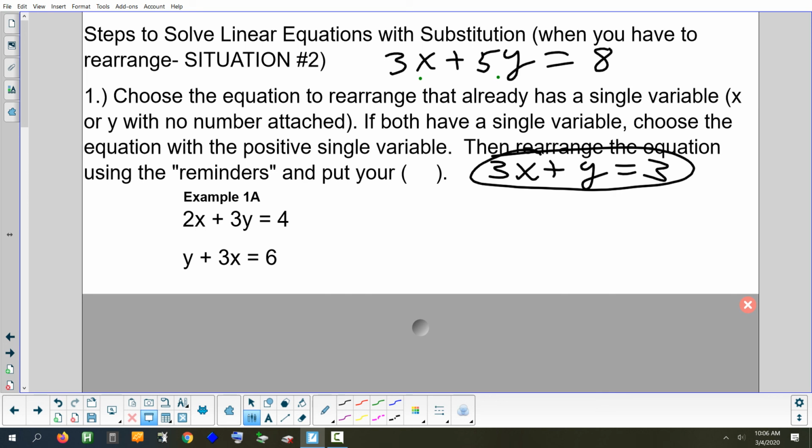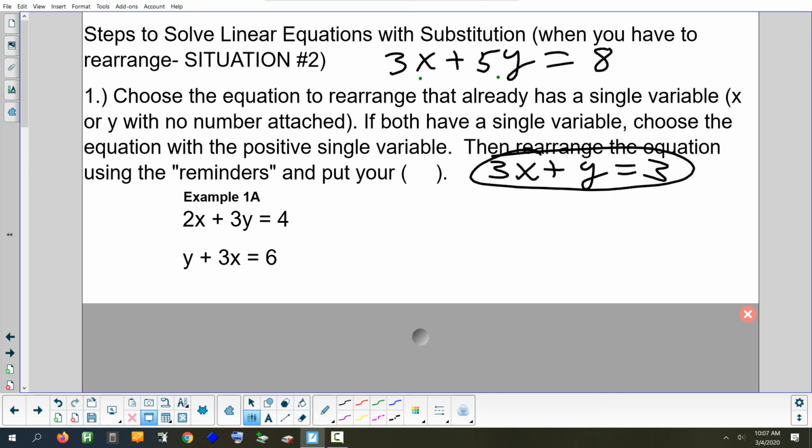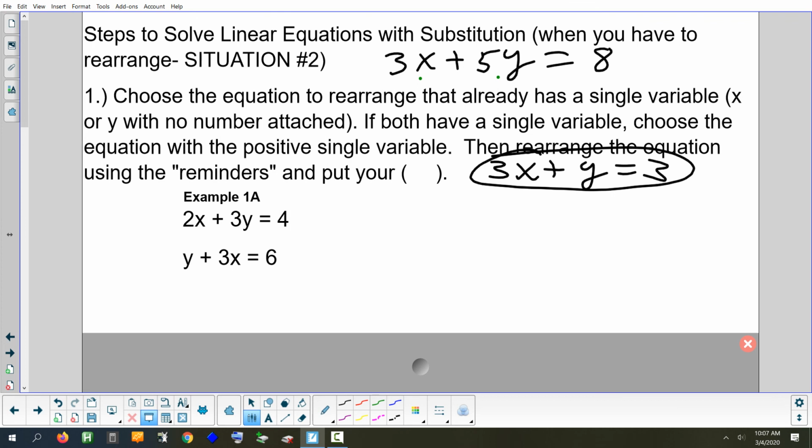Which equation here, top or bottom, do you think it's easier to get a letter by itself? Yep, the bottom. I agree. I think it's going to be easier to do the bottom. Now, Jaden, which letter do you think is easier in the bottom to get by itself? The y, yes. So, we're going to get y by itself in the bottom. That's the easiest one to do. Somebody else tell me, how do you get y by itself? What do you have to do on both sides?